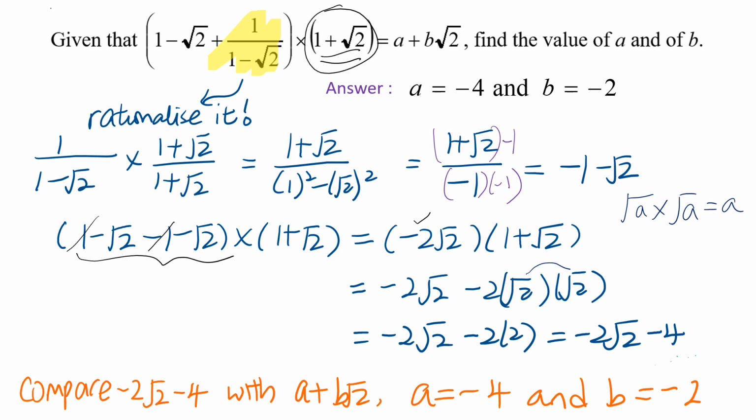And you compare your 2 square root 2 minus 4 with what you're given, because you're supposed to find the values. Here you're specifically told to find the values of a and b. So you compare it with your a plus b square root 2, your a will be negative 4, b will be negative 2. Right, so there are many ways of solving questions involving surds.